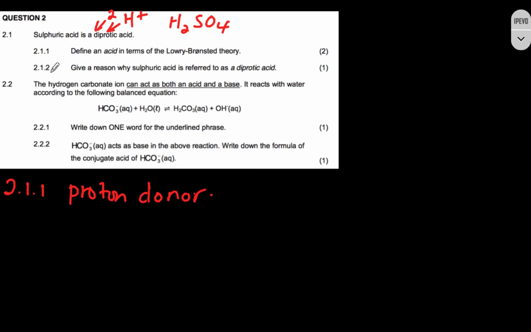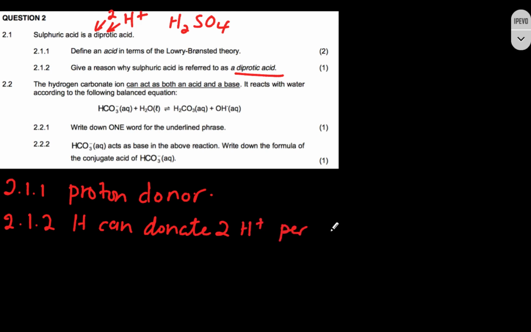Okay, 2.1.2, they say give the reason why sulfuric acid is referred to as a diprotic acid. Okay, so obviously the reason is the fact that it has 2 protons here, or it can donate 2 protons per molecule. So in other words, we're simply saying 2.1.2 it's a diprotic acid because it can donate 2 protons per molecule.